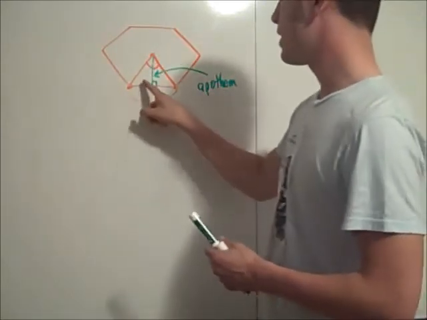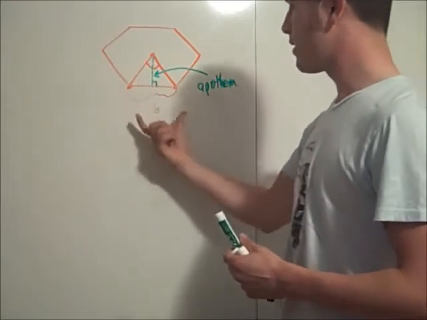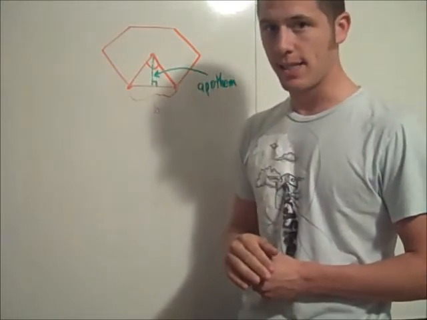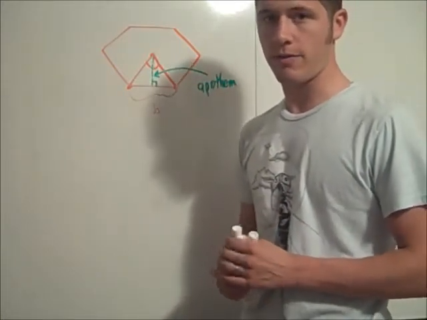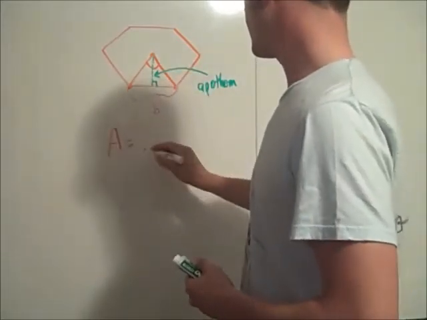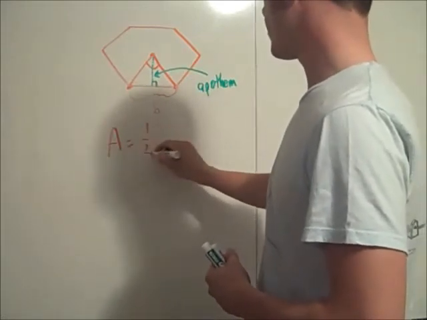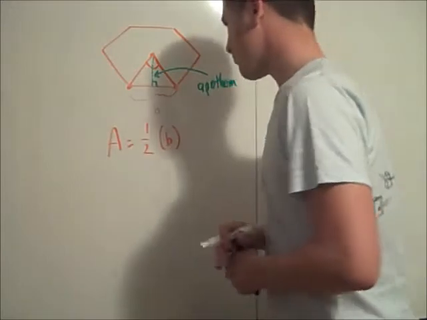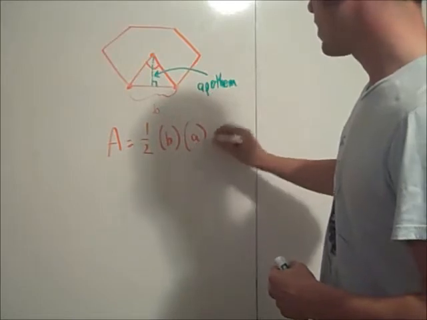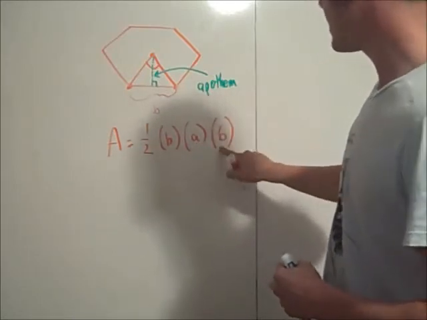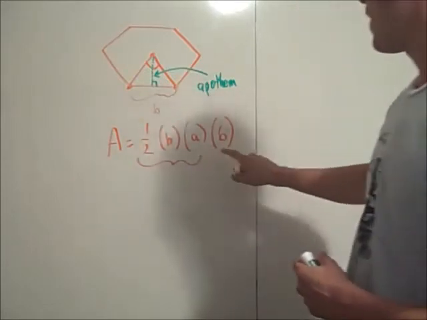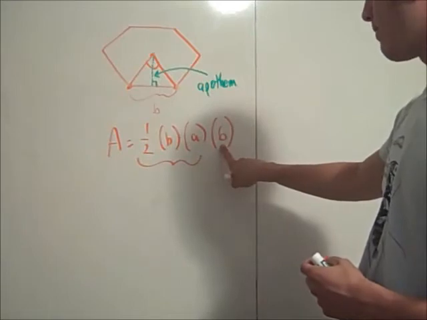So if we can take the area of this triangle, which would be 1/2 times B times A, and then multiply it by 6, we would have the area of the hexagon. So in this case, the area of the hexagon is going to be 1/2 times B times, I'll call it A for apothem, times 6, because there are 6 of these triangles. This is 1/2 base times height, and then times 6 because there are 6 of them.